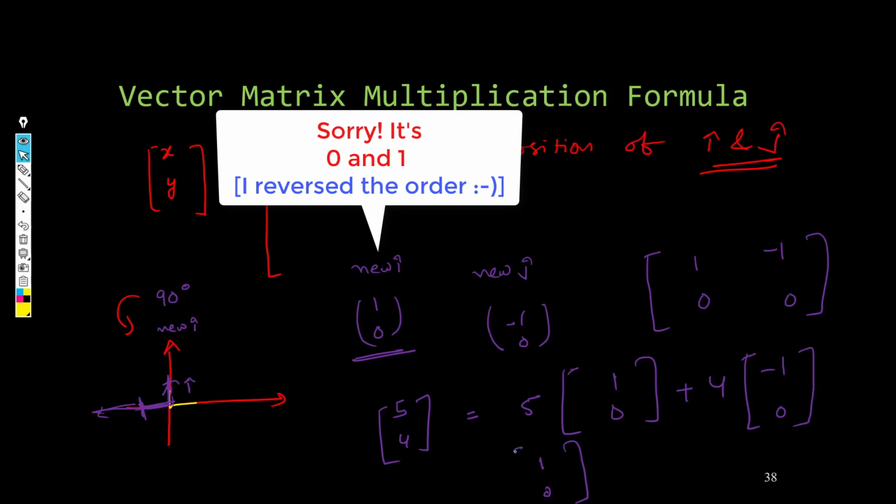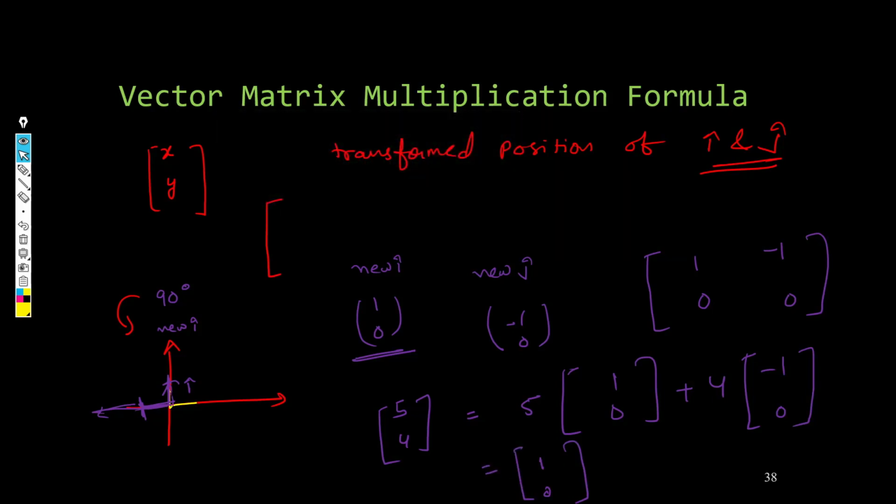And this thing you can verify by using that applet. Oh yeah, just a moment. I did something wrong here because the new i hat position is at this point. This is 0, 1. My bad. This is 0, 1 because the x coordinate is 0. And the new j hat is -1, 0. Let me correct it. 0, 1 here.